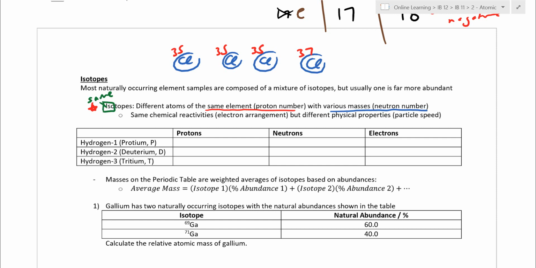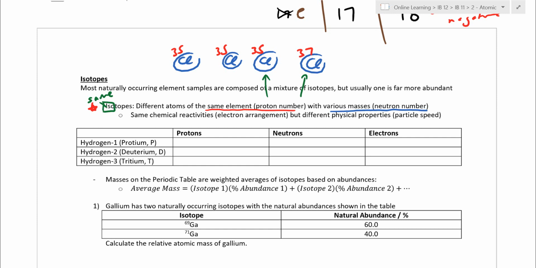There's an important note here. Usually one is far more abundant. Even though these two forms exist, these two are isotopes to each other, it doesn't mean they're necessarily 50-50. In general, in nature, usually one of them is much more common than the other. That's actually going to come back on our periodic table. We're going to have to weight the average to represent the abundance.